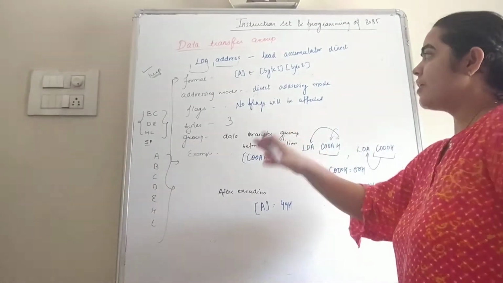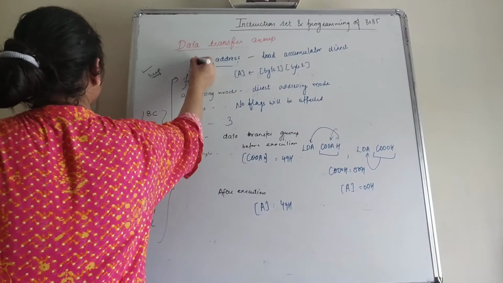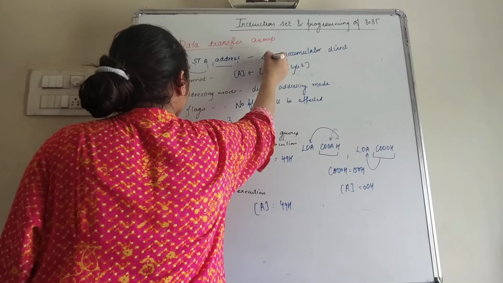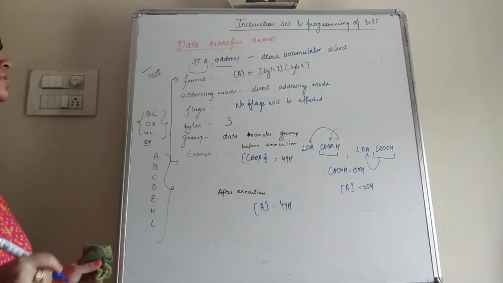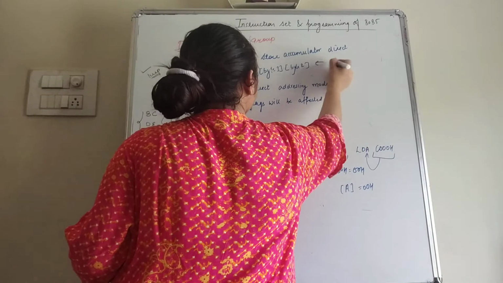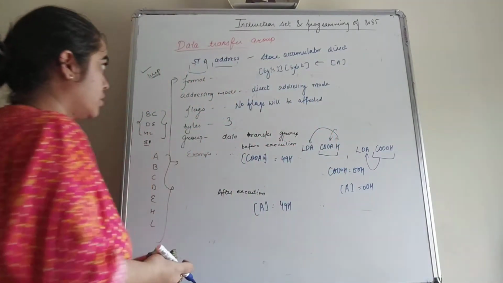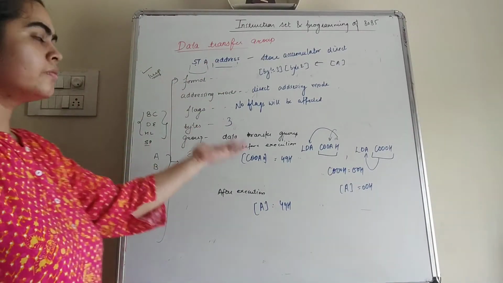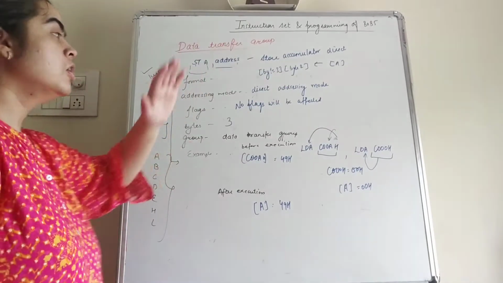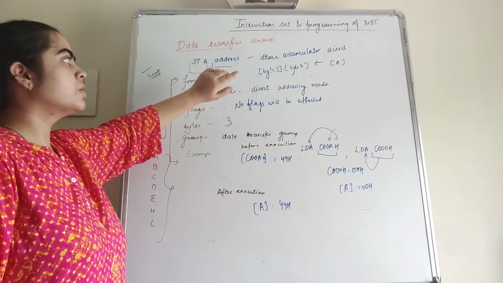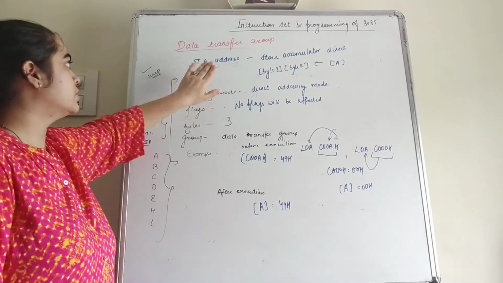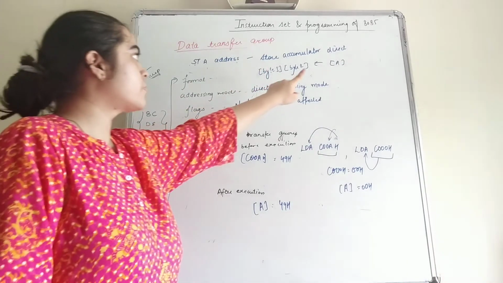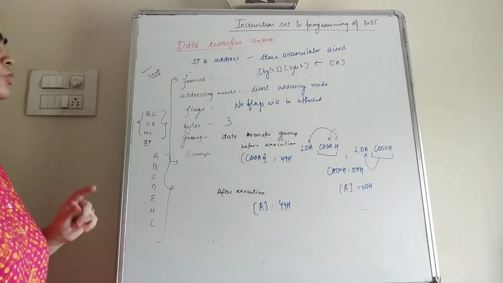Now students, after this instruction we have a new instruction, that is STA address. STA address means store the accumulator direct. That means the contents of the accumulator will be stored into the memory location which is given in the instruction. Whatever contents are present in the accumulator will be shifted to the address that is given in the instruction. So here the address is given in the instruction, so the contents of the accumulator will be moved to the address.